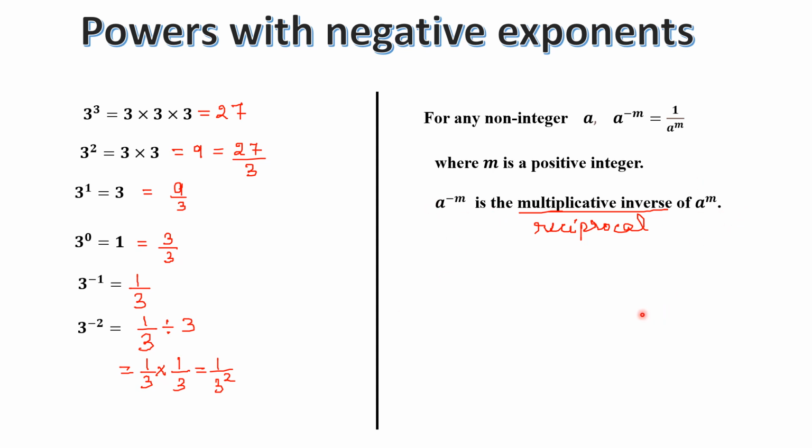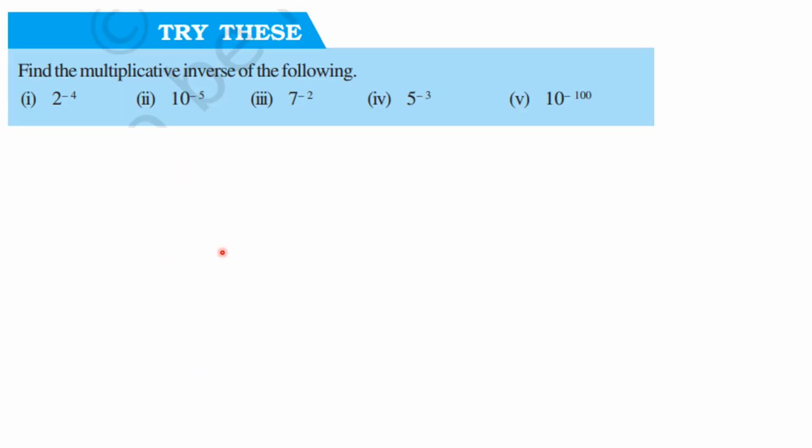So, now we will try these questions from the textbook. This is the try these question. The question says find the multiplicative inverse of the following. So, from here I can write the multiplicative inverse of 2 to the power minus 4. Now this I can write as 1 by 2 to the power 4. And what is the reciprocal of 1 by 2 to the power 4? The answer will be 2 to the power 4. Okay, so multiplicative inverse means reciprocal. So the reciprocal of 2 to the power minus 4 is 2 to the power 4.